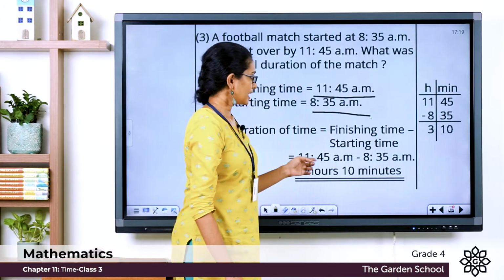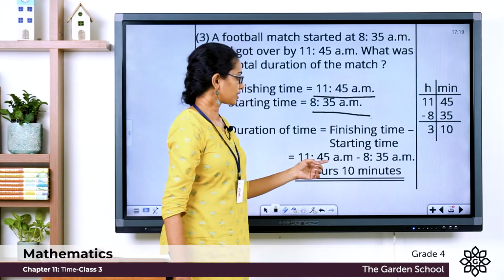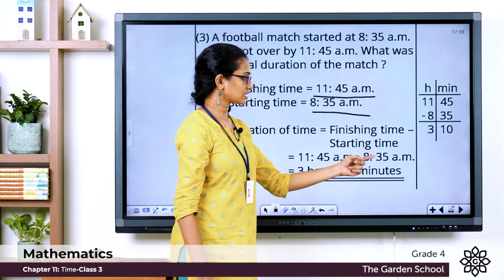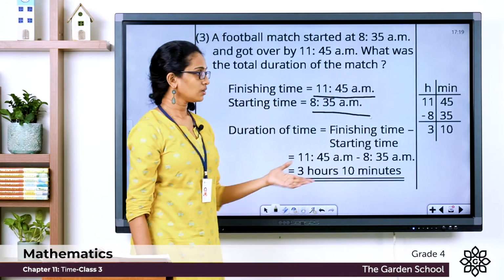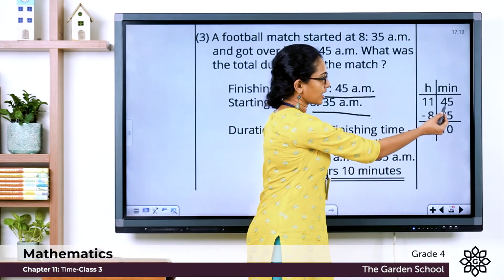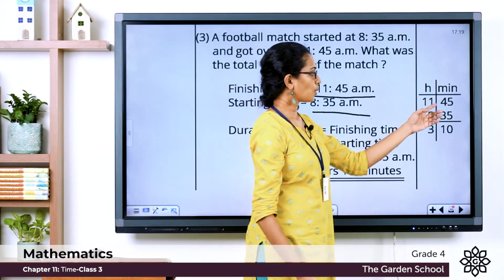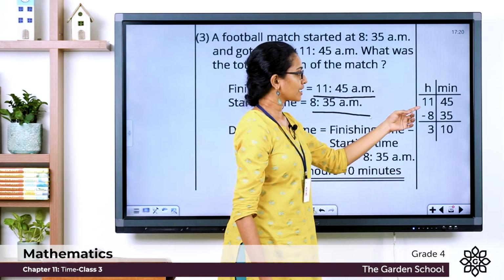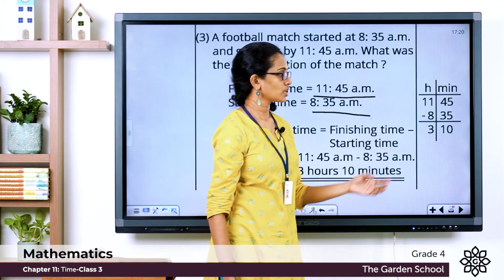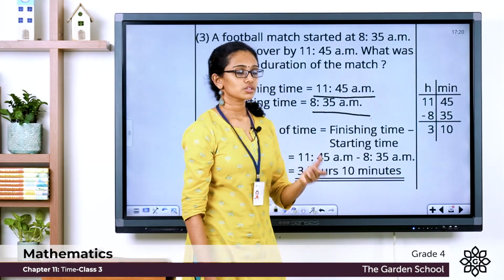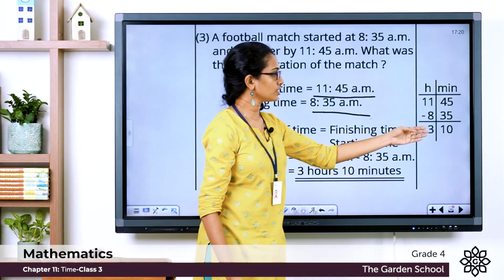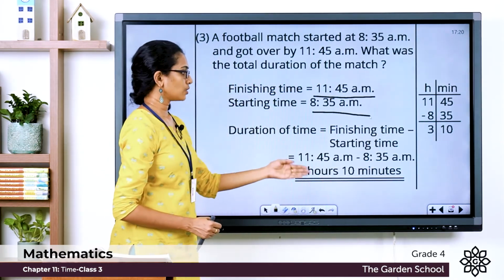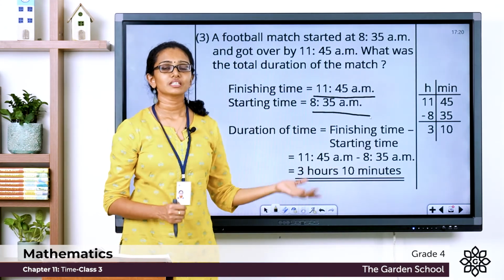There we have 11 in the hours column and 45 in the minutes column. Then 8 in the hours column and 35 in the minutes column. Now doing the subtraction, 5 minus 5 equals 0, 4 minus 3 equals 1. So that means it is 10 minutes. Now in the hours column we have 11 hours minus 8 hours, which is equal to 3 hours. So what is the difference? The difference is 3 hours 10 minutes. So the duration of the football match was 3 hours 10 minutes. I hope this is clear to you.